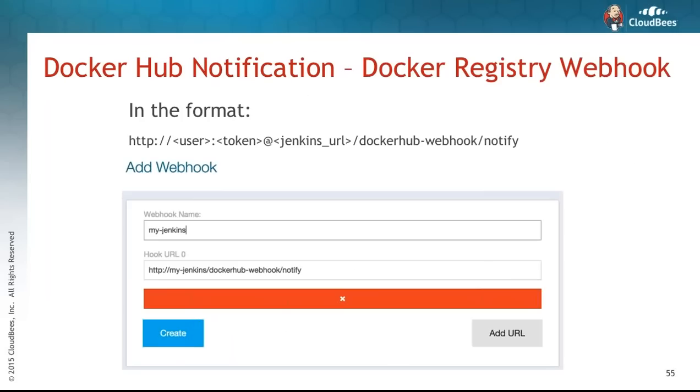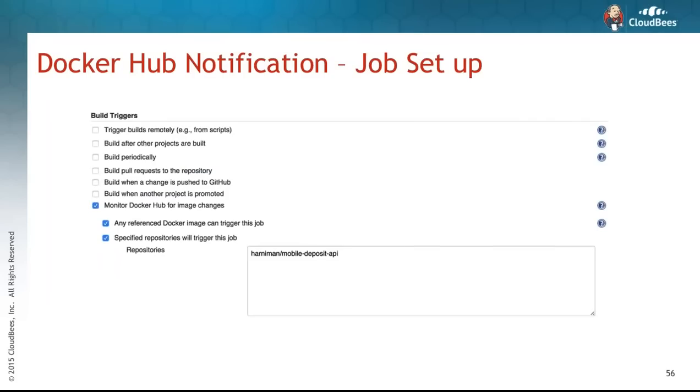So first, we're going to go to our actual Docker registry. There's an area here where you can actually add your URL for your webhook, give it a name, and then the actual URL to your Jenkins. Once that's all set up, then we actually go to our job in Jenkins. We can edit it, and you can see there we've got a little radio button that signifies that we're going to monitor Docker Hub for image changes. And then you've got a few other options in terms of how you want to manage that trigger and how you'd like that to behave. Okay, so there's the 3 areas of Docker.